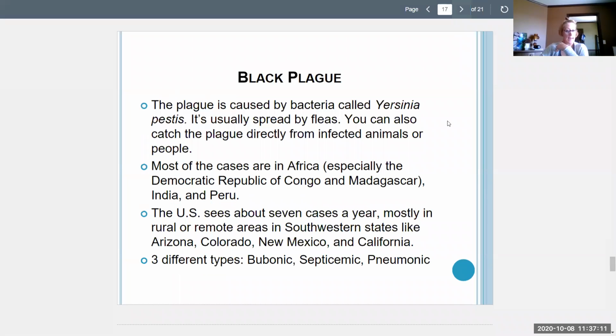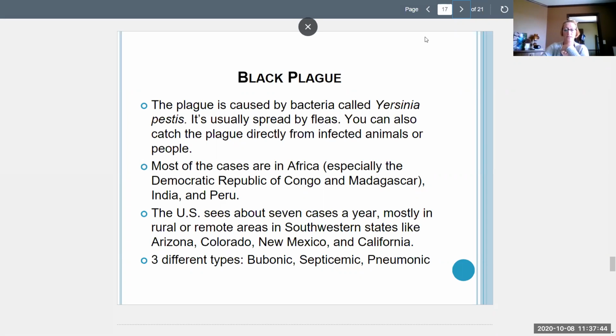So then the Black Plague. The plague from, I don't know, medieval times, whenever that was, but it does still exist. It's from the bacteria Yersinia pestis, and it's usually spread by fleas. You can also catch it from infected animals or people. Most cases are in Africa, but also India and Peru. The US sees about 7 cases a year, mostly in rural or remote areas in southwestern states like Arizona, Colorado, New Mexico, and California. And there are 3 different types.